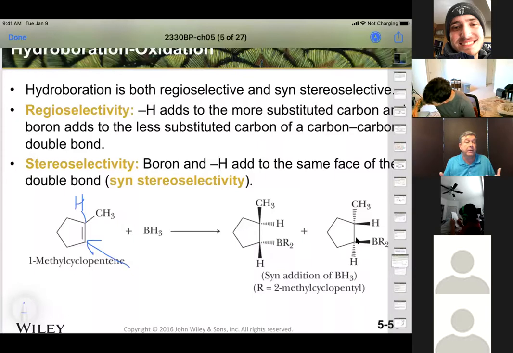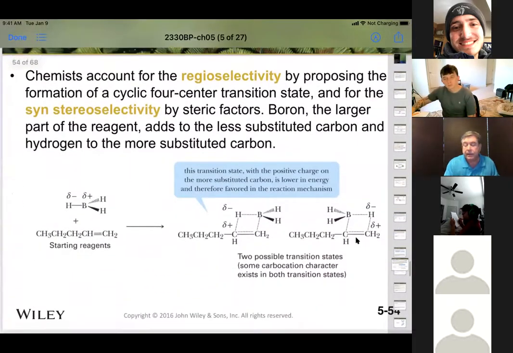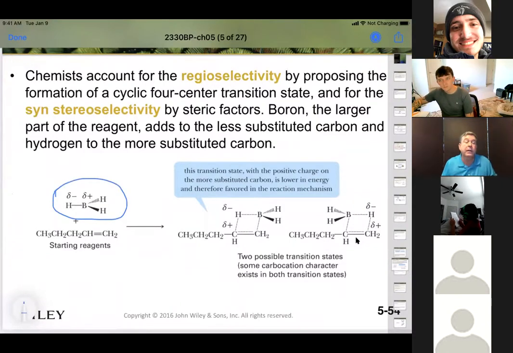And if we think about it, it's because of where it's occurring right here. Now, I said it's also stereoselective. The hydrogen and the boron add across the same side of the double bond. So that's different. We haven't done that before. So let's look at that in more detail. The idea here is that we have our boron coming over here. And because boron is the more electropositive atom, it carries most of the positive charge, the partially positive.